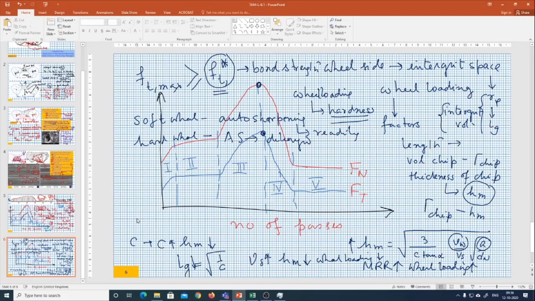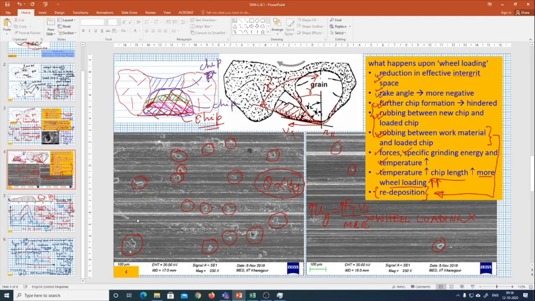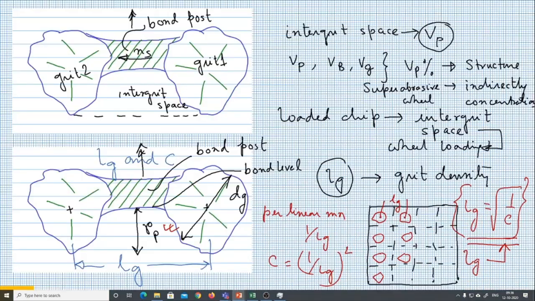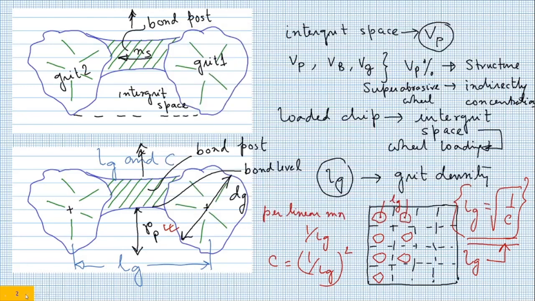You would not be able to come up with a final deterministic answer because grinding is not a deterministic process. Why is it not a deterministic process? Let us go to a very simple thing. Let us come here. This LG has been determined as 1 upon square root of 1 upon C, provided you have uniform density, uniform grid density.